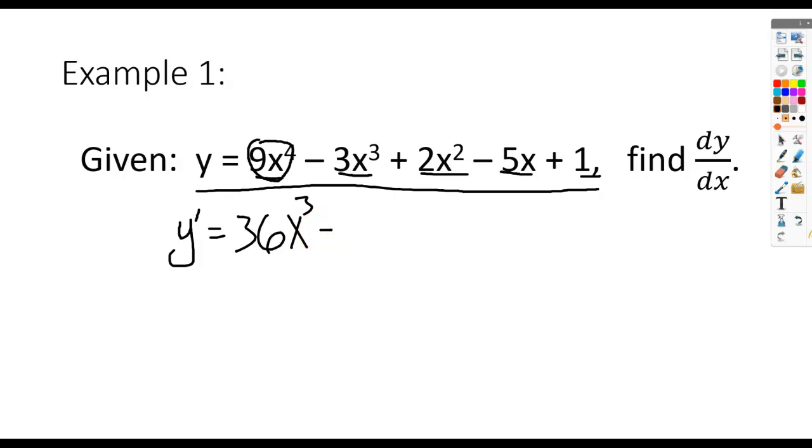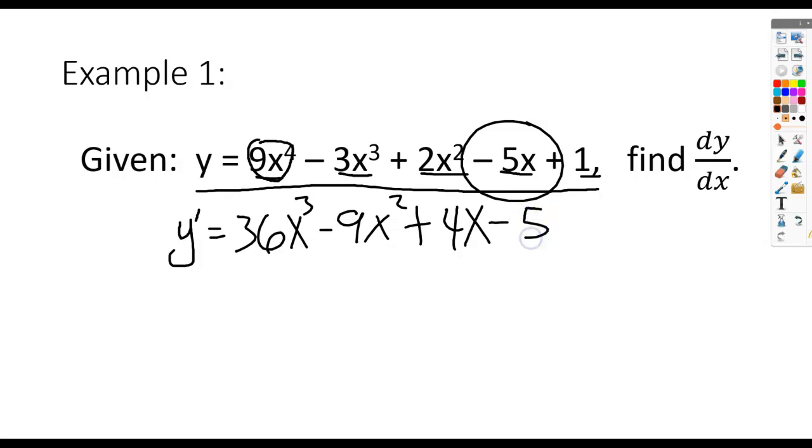And you're going to repeat that with the next one. The next one would be 9x squared. The next one would be 4x. This one, that is a constant multiple rule. Take a moment. What is the derivative of negative 5x? It's just negative 5, right? And this is a constant. What's the derivative of a constant? It's 0. So you really don't even need to write it. Just leave it off there.